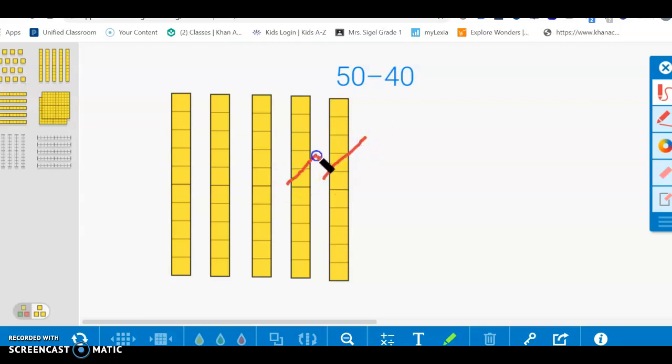10, 20, 30, 40. I have 1 ten left. 50 minus 40 equals 10.